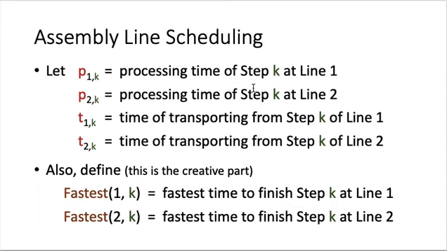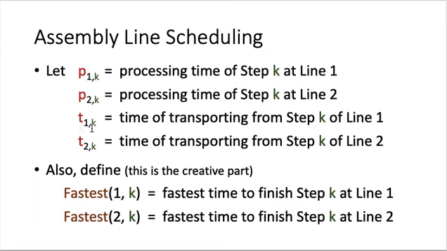So in general, we can actually see something like this. So let us define some notation to simplify the discussion. We let P represent the processing time at a certain step, and T represent the transportation time to transfer after some step to the other line. Okay, so P1K is the processing time of step K at line 1. P2K is the processing time of step K but at line 2. So this is easy to remember, right?